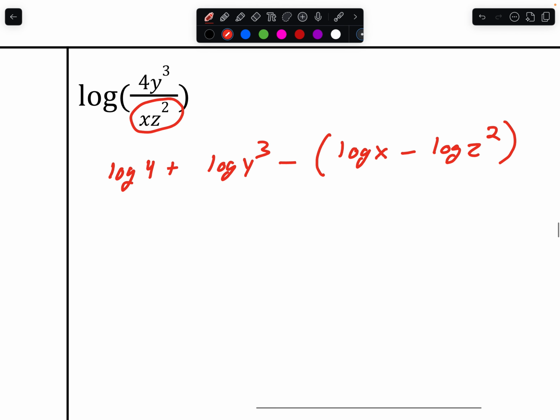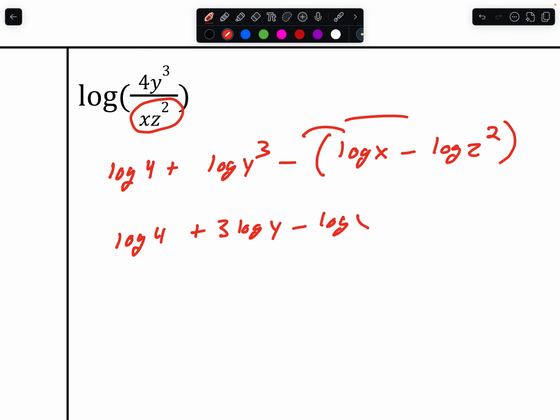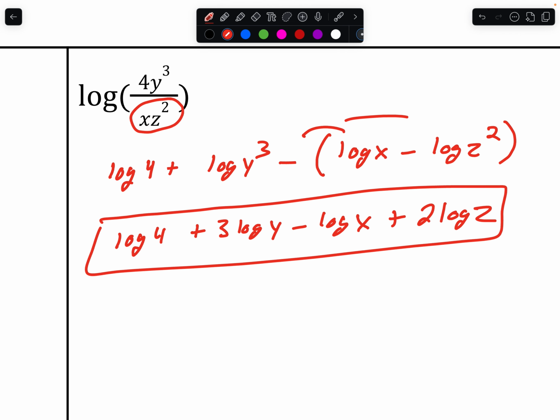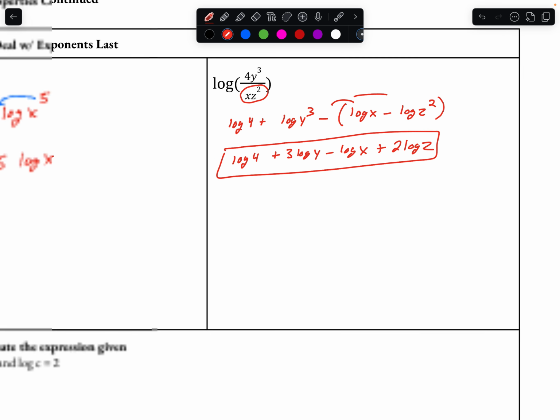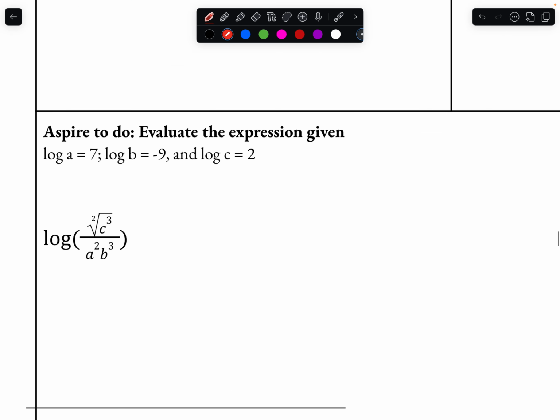Okay, and then I'm going to simplify it. So log of 4 plus, bring that down to the front, 3 log of y. Now distribute through, so I've got minus log of x plus, bring this 2 down to the front, 2 log of z. And that's it. That's completely expanded. Okay?